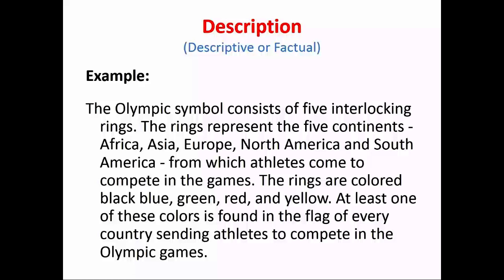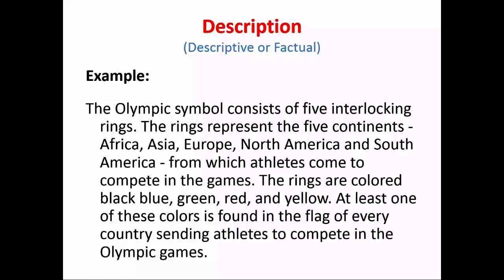The Olympic symbol consists of five interlocking rings. The rings represent the five continents, Africa, Asia, Europe, North America, and South America, from which athletes come to compete in the games. The rings are colored black, blue, green, red, and yellow. At least one of these colors is found in the flag of every country sending athletes to compete in the Olympic Games. So, does it have a topic?